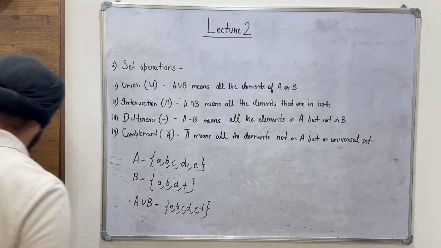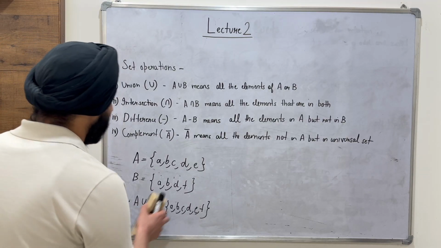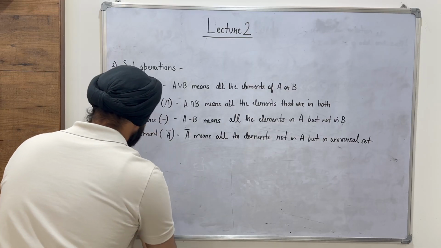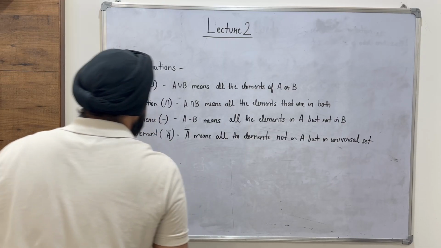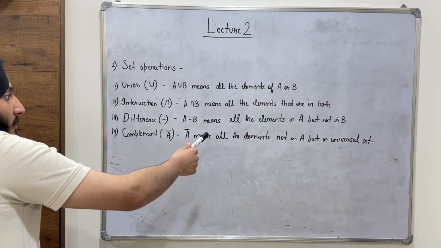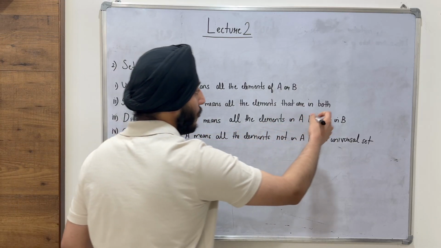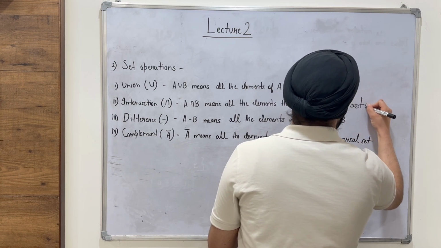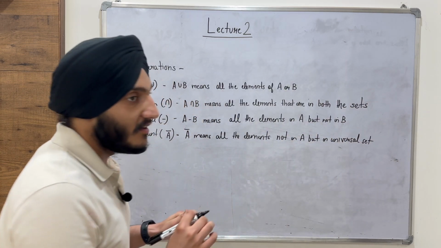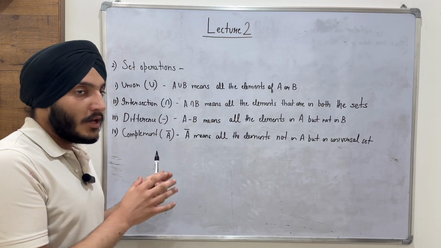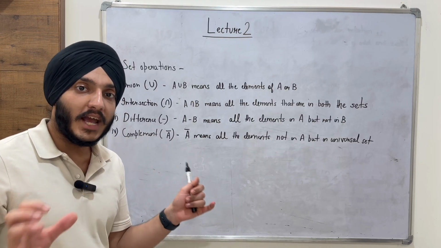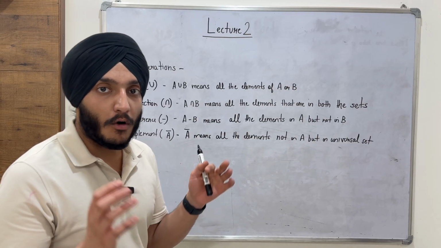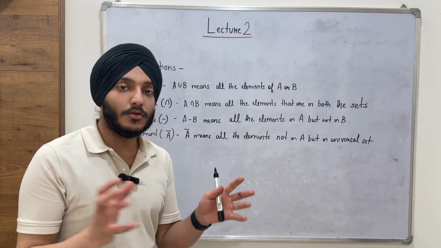Moving on, let's try to understand what the intersection is. A intersection B means all the elements that are in both the sets. Okay, let's try to understand what this means. Now in union, we basically combine all the elements from both the different sets. The intersection means all the elements that are common in both the sets, right?